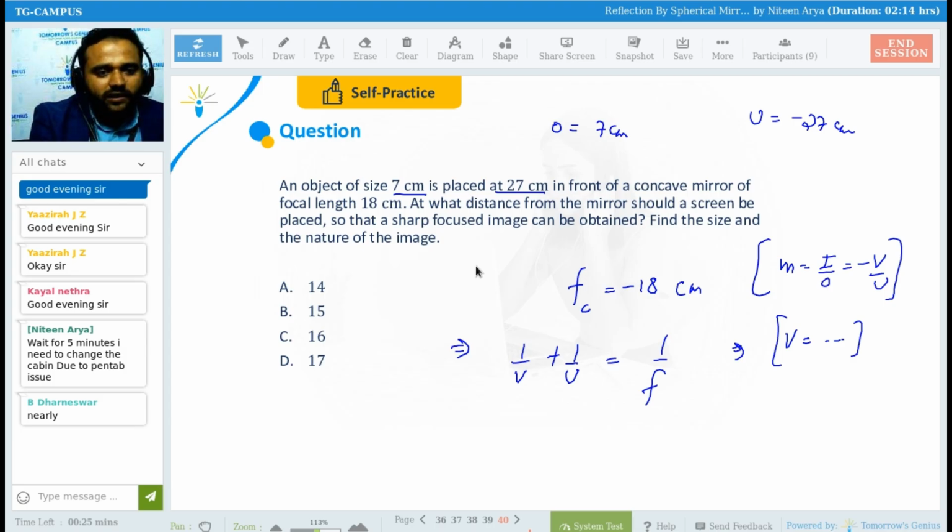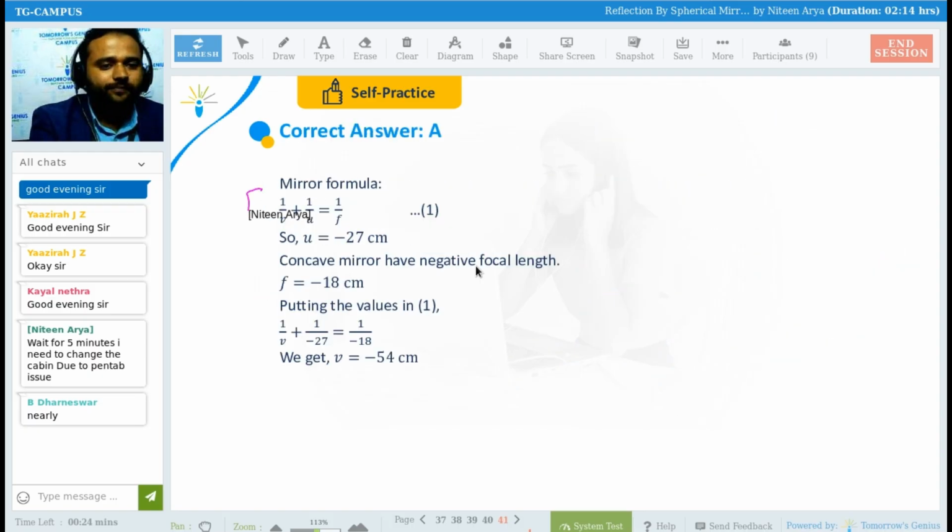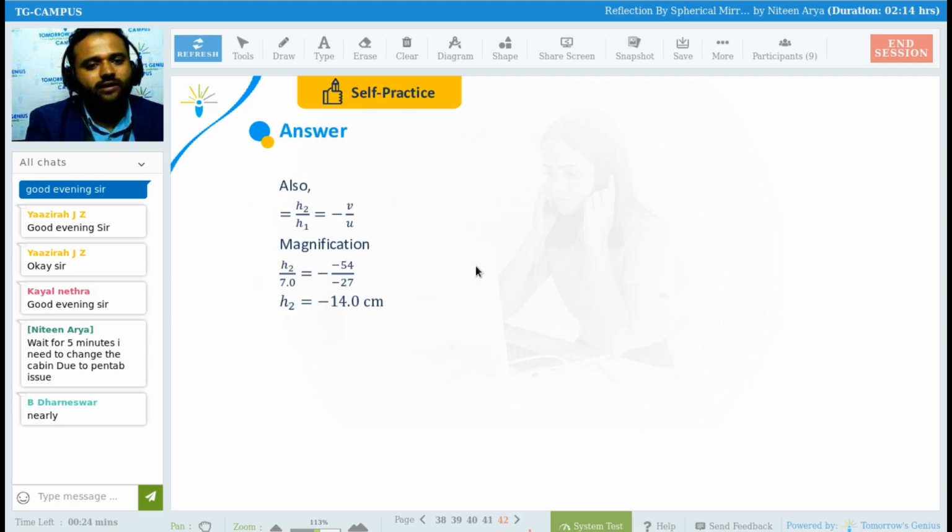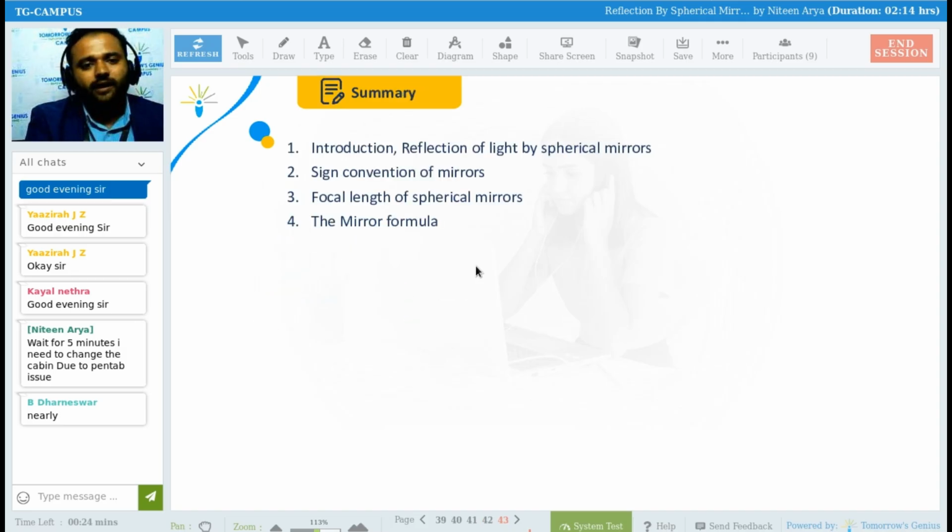I need to check, beta. Is this 14 or something else? Yes. A. If two students get A, so obviously the answer A is correct. The rest is incorrect. So using mirror formula, we can get V equals to minus 54 centimeter. So U is minus 27. H2 upon H1, which is I upon O, where O is given, the object size or object height. So H2 is 14 centimeter. Nothing more than that you need to do.